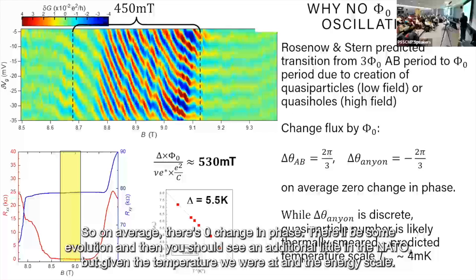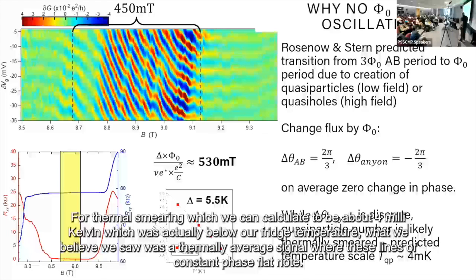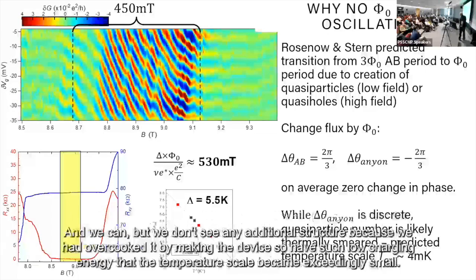But given the temperature we were at and the energy scale for thermal smearing, which we can calculate to be about 4 millikelvin, which was actually below our fridge temperature, what we believe we saw was a thermally averaged signal where these lines of constant phase flatten out and weaken, but we don't see any additional structure because we had overcooked it by making the device have such low charging energy that the temperature scale became exceedingly small.